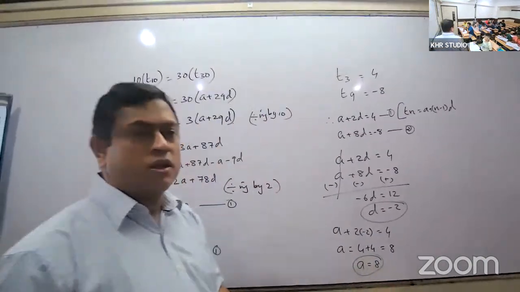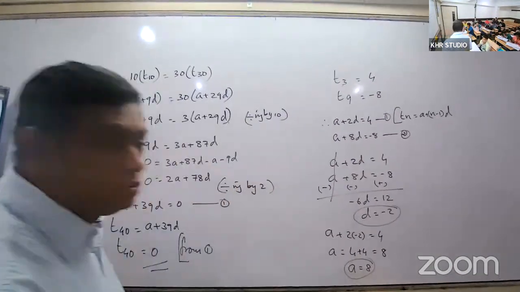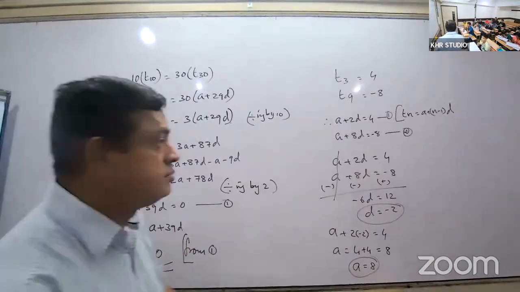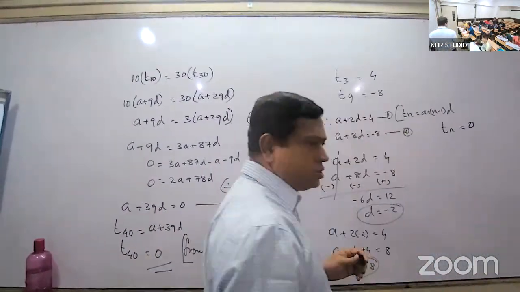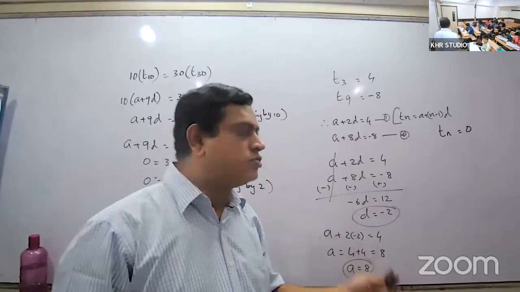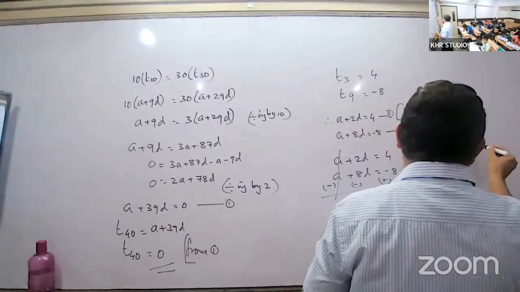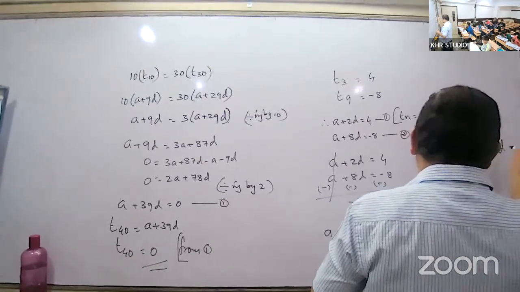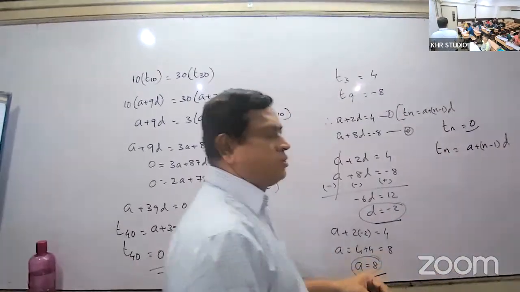Now you have the value of A and D. What is the question given? Which term is equal to 0? That means Tn is equal to 0. This is given; find the value of N. So use the formula: Tn is equal to A plus (n minus 1) into D. You have D, you have A, you have Tn. Substitute and get the value of N.